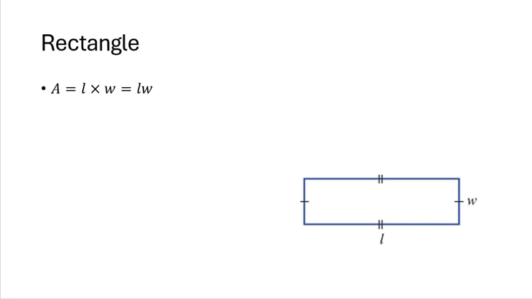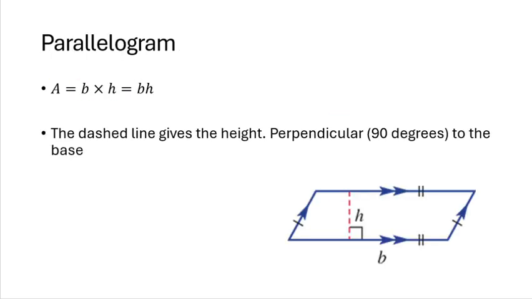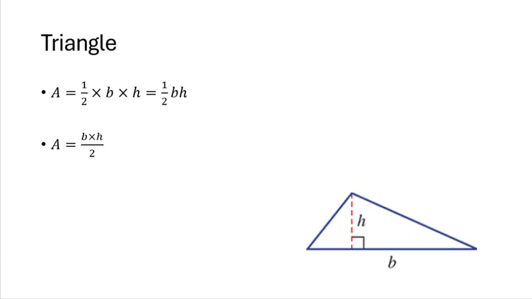Rectangle is length times width. Parallelogram is base times height. So the dotted line that you'll see is always the height, and this height is always 90 degrees to the base. That's what you should know. Now the triangle here, it is base times height divided by 2. So just whatever your base is, whatever your height is, multiply those two numbers first, and then you divide it by 2.